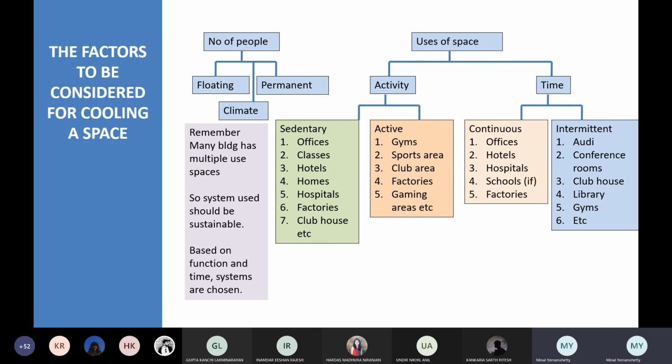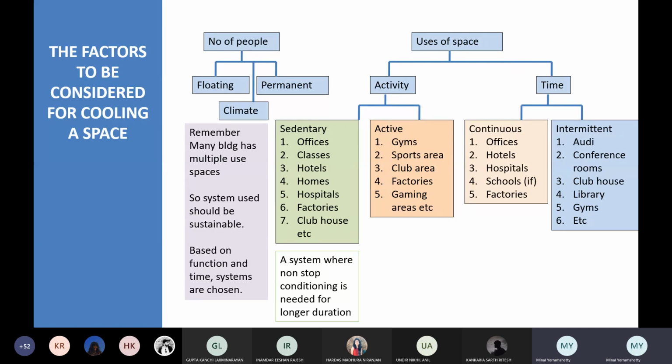Right, now coming to which systems I will use for sedentary, since I require it all the time, obviously I'll go for something that is heavy duty, a system where non-stop conditioning is required. That means a centralized system. But again, whether it should be centralized or packaged will depend on the area.